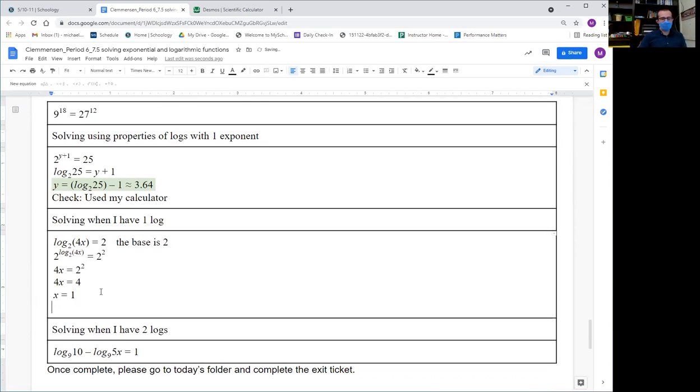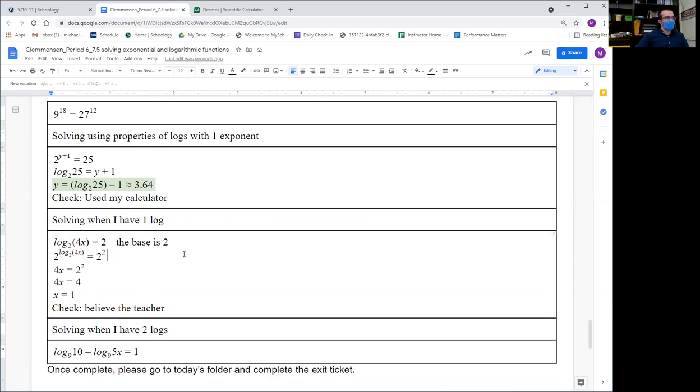Now, to save us some time, our check is going to be left to you. This does work. If you plug in this number right here, you get log base 2 of 4, which is just 2.